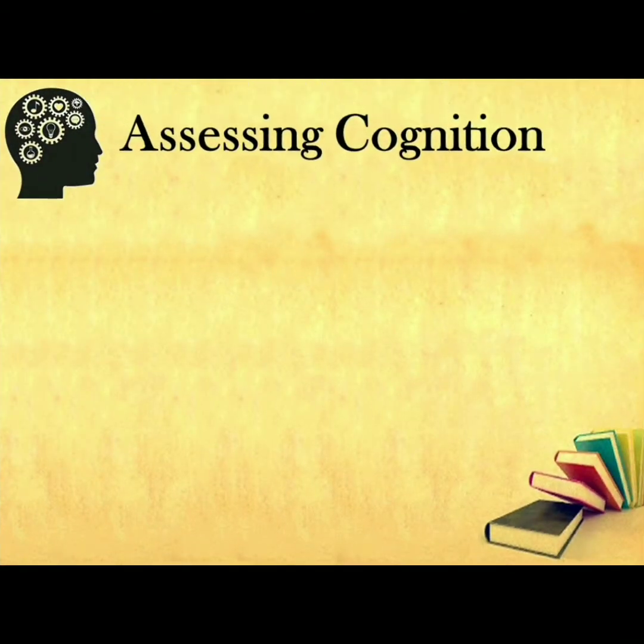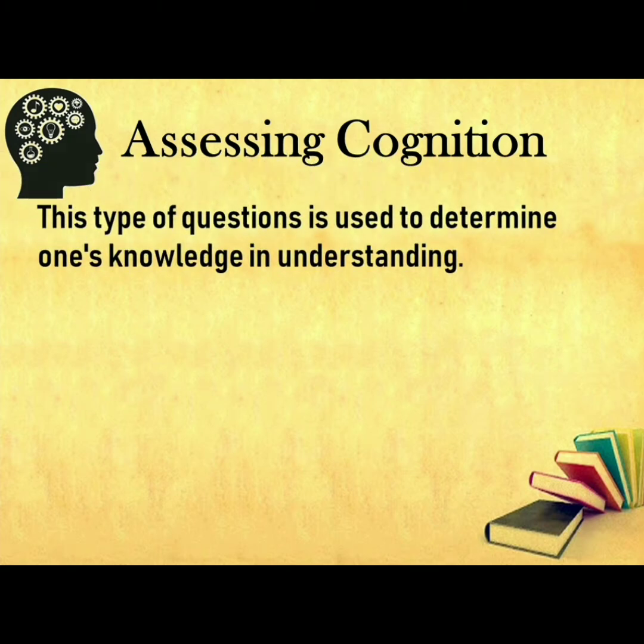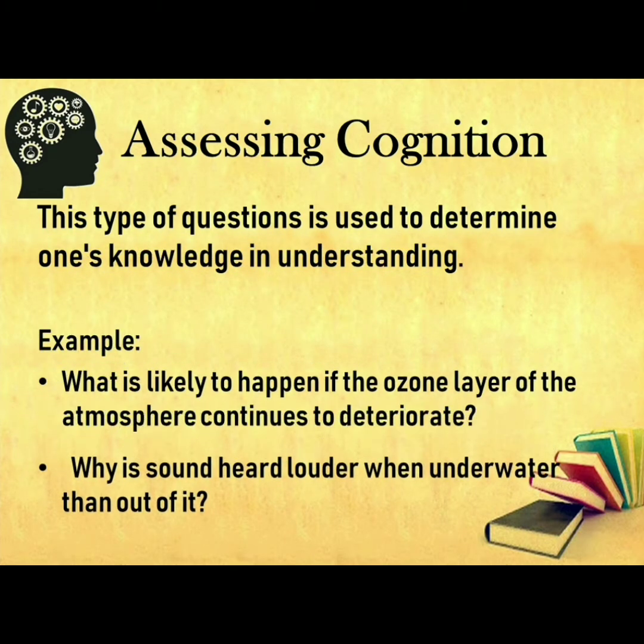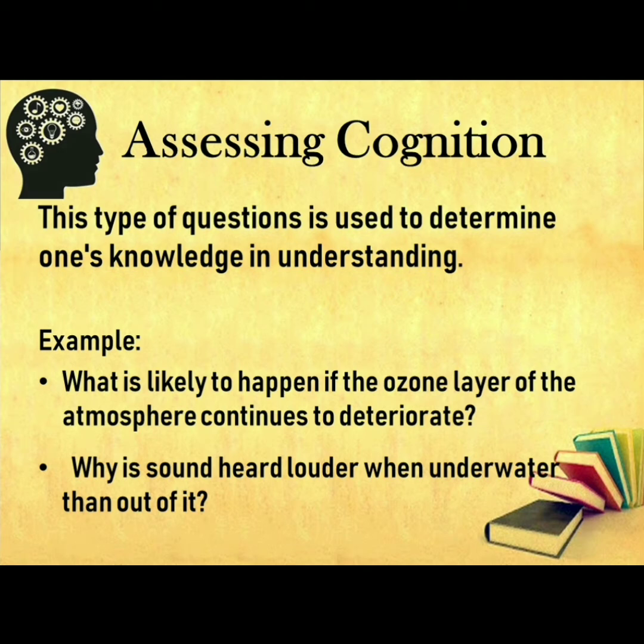Assessing cognition is a type of question used to determine one's knowledge and understanding. So it simply means that it is a type of questioning that determines the knowledge or learning of a student. Just like, for example, what is likely to happen if the ozone layer of the atmosphere continues to deteriorate? Second, why is sound heard louder when underwater than out of it? So, in these questions, teachers determine the understanding of students of a particular topic that has been discussed.